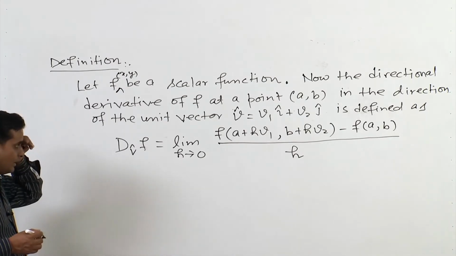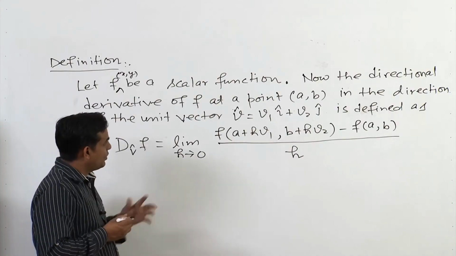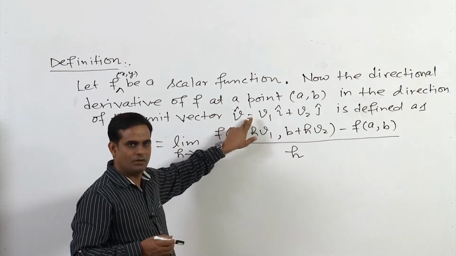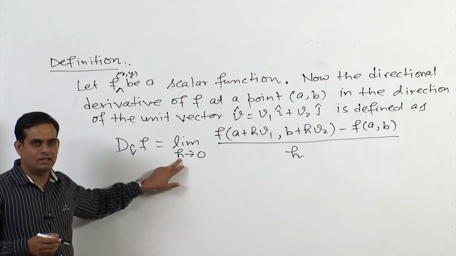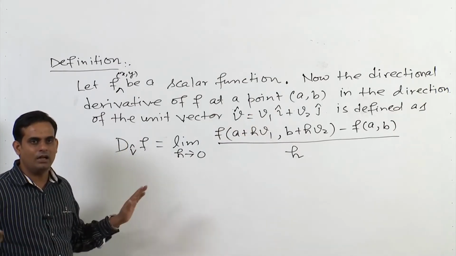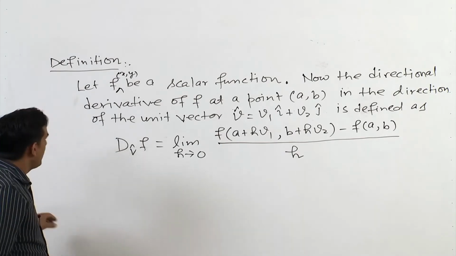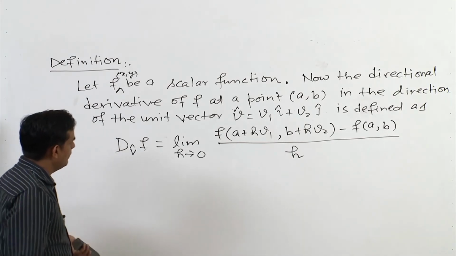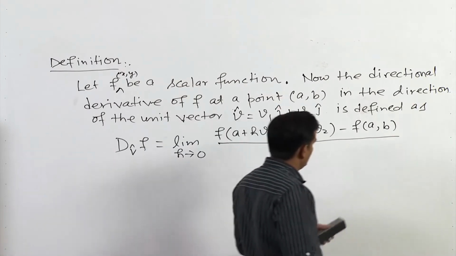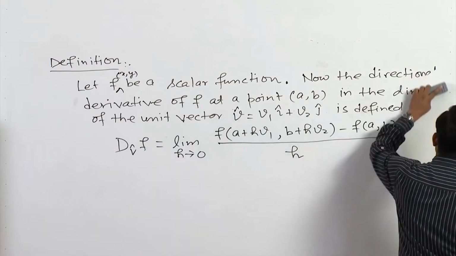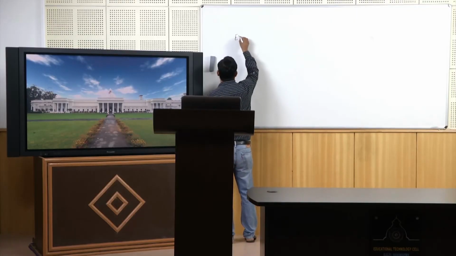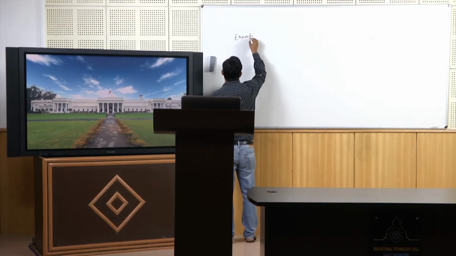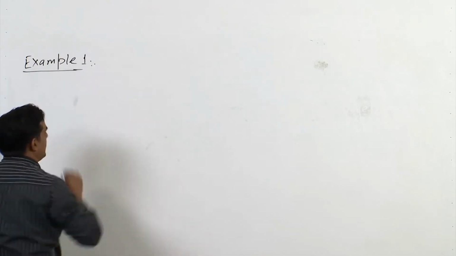The directional derivative at a point (a, b) in the direction of the unit vector v exists if this limit exists; otherwise it does not exist. Now let us take an example, and then we will generalize this concept in terms of the gradient. So I will say example 1.